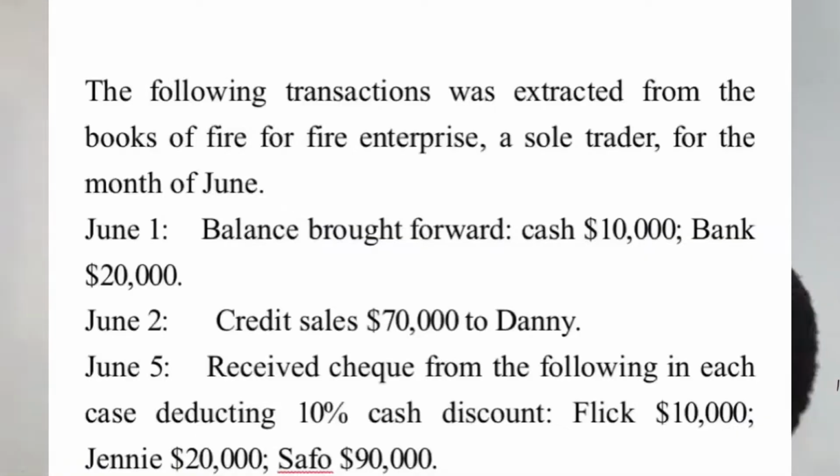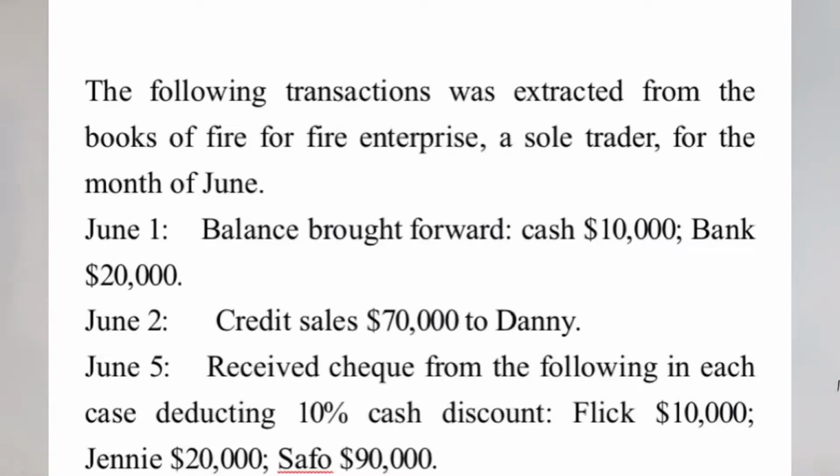The following transactions were extracted from the books of Fire for Fire Enterprise, a sole trader, for the month of June. On June 1st, balance brought forward: cash $10,000, bank $20,000. June 2nd, credit sales $70,000 to Danny.